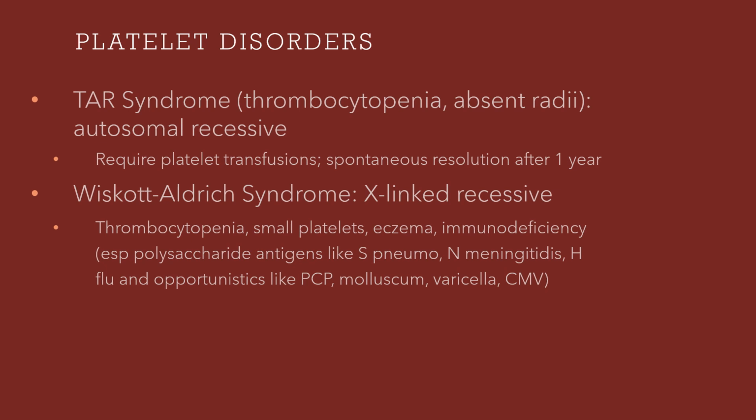Wiskott-Aldrich syndrome is X-linked recessive. This presents with thrombocytopenia, small platelet size, eczema, and immunodeficiency. They have a specific immunodeficiency for opportunistic infections like PCP, molluscum, varicella, and CMV, and then to antigens that have polysaccharide capsules like strep pneumo, Neisseria meningitis, and H flu.